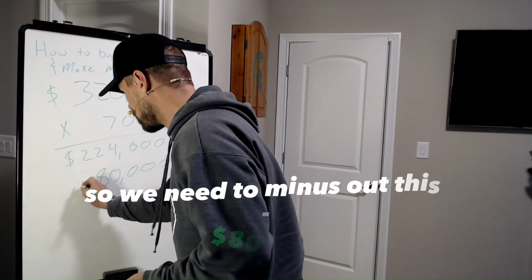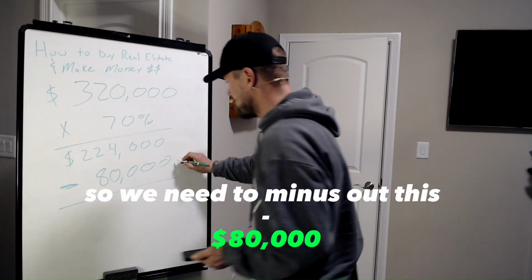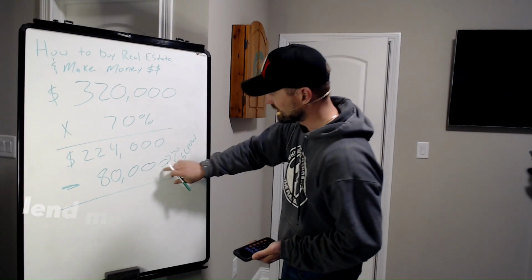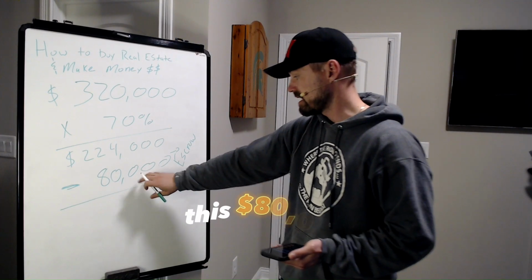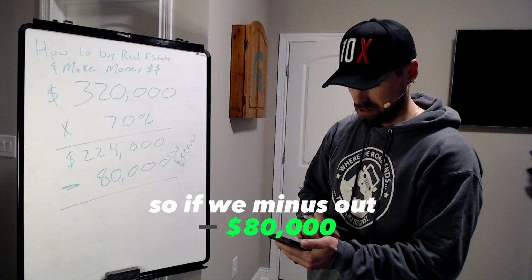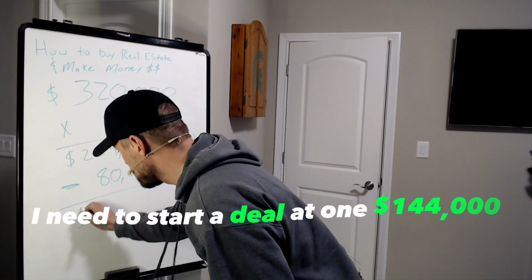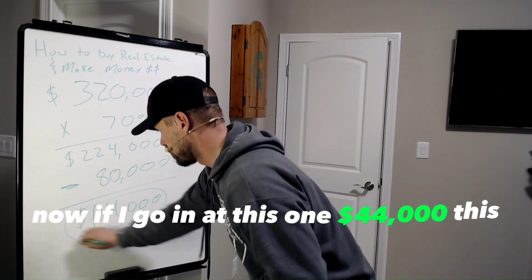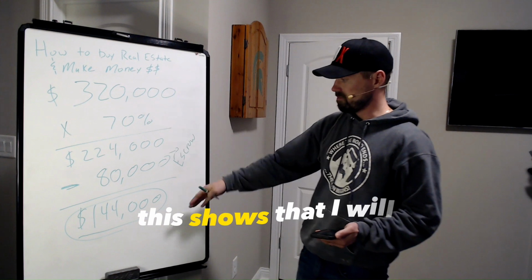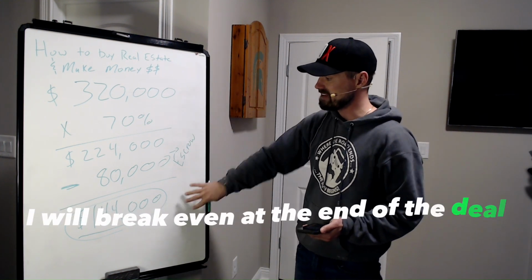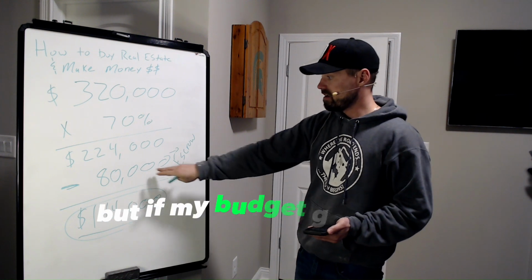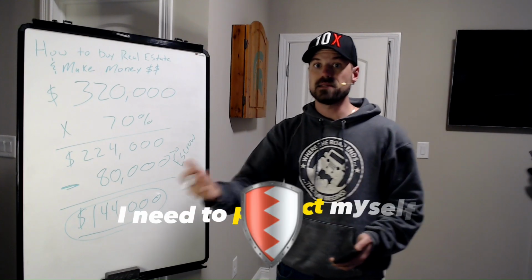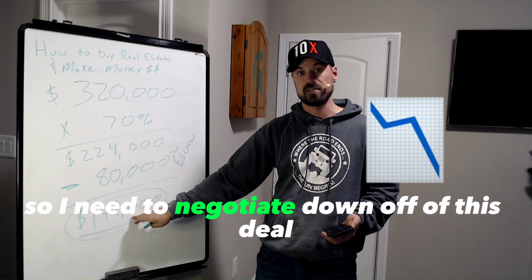So we need to minus out this $80,000, because I'm going to put this into my escrow. I'm going to have my lender lend me 100% of this money right here, this $80,000. So if we minus out $80,000, I need to start the deal at 144. Now, if I go in at this 144, this shows that I will break even at the end of the deal. But if my budget goes over, or if the market changes, or if something happens, I need to protect myself. So I need to negotiate down off of this deal.